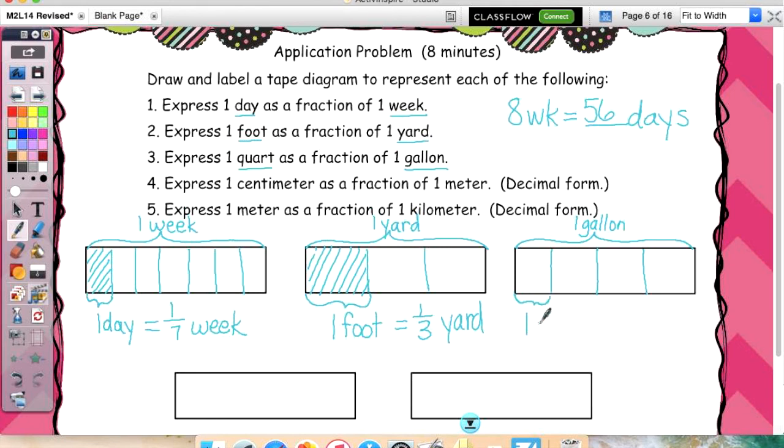So this is 1 quart equals 1/4 or 1 out of 4 gallon. And I always say 1/4 of a gallon, but I don't write that.